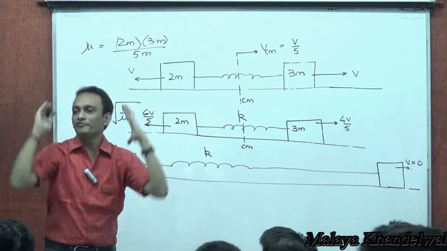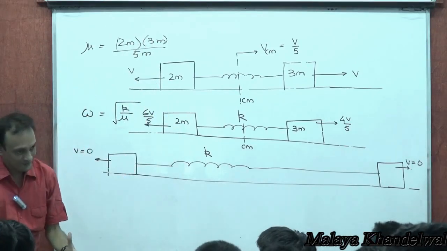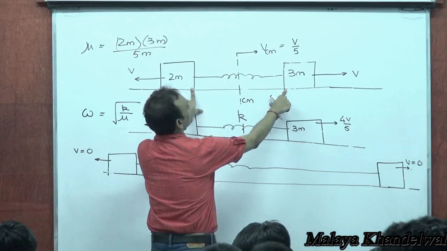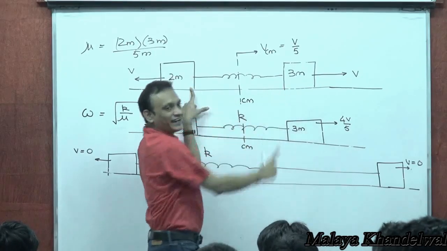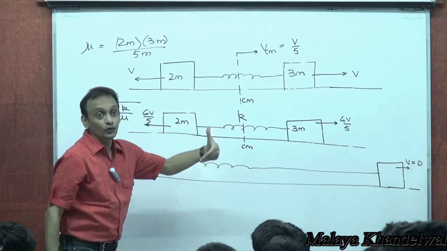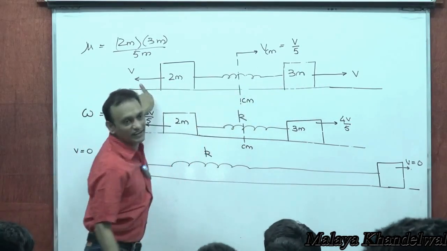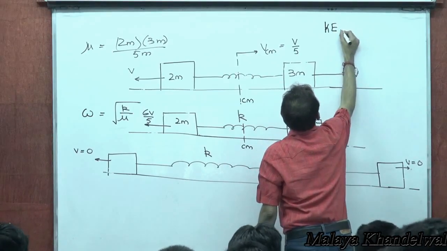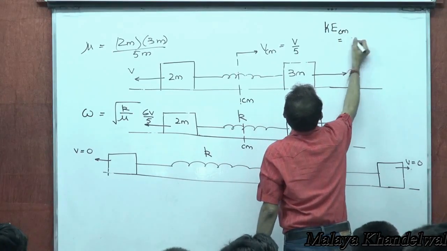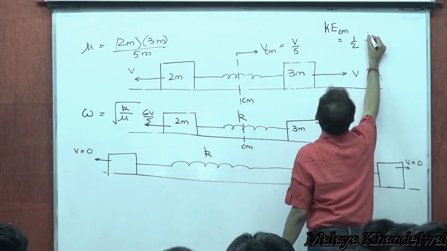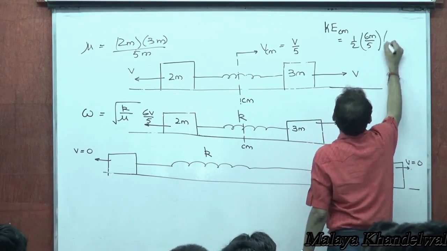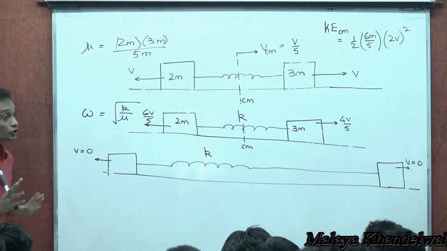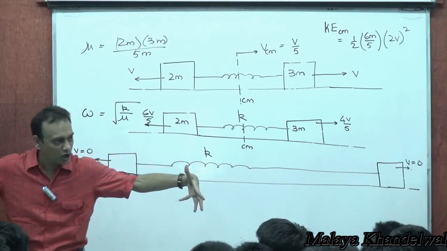Okay. I can apply work energy theorem in the center of mass frame. What's the kinetic energy of the system in the center of mass frame to begin with? Half mu into V rel squared. What is V rel? 2V. V rel is 2V. Yes or no? So the kinetic energy is half of mu, where mu is 6m by 5, into V rel squared, which is 2V squared. That's the kinetic energy in the center of mass frame. Right? In a state of maximum elongation, this becomes 0.